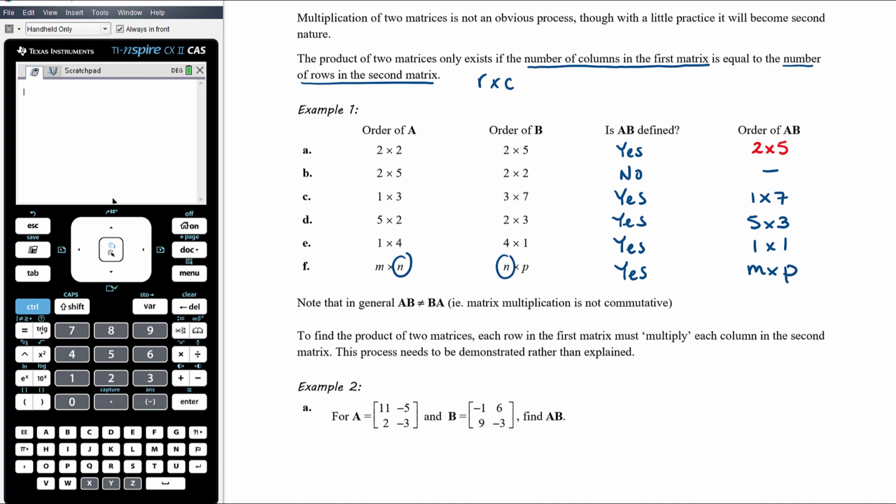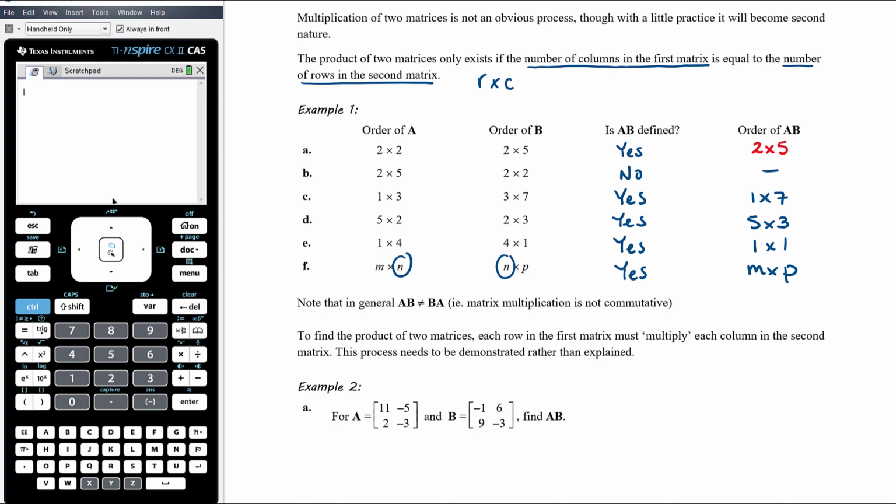The other important note is that matrix multiplication is not commutative. Number multiplication is commutative in that 2 times 3 is the same as 3 times 2. It doesn't matter which order you do it in, you get the same result. In matrix multiplication, that's not true. Sometimes you can't actually do the multiplication in both directions, but even if you can do the multiplication in both directions, in most cases it won't give you the same result.